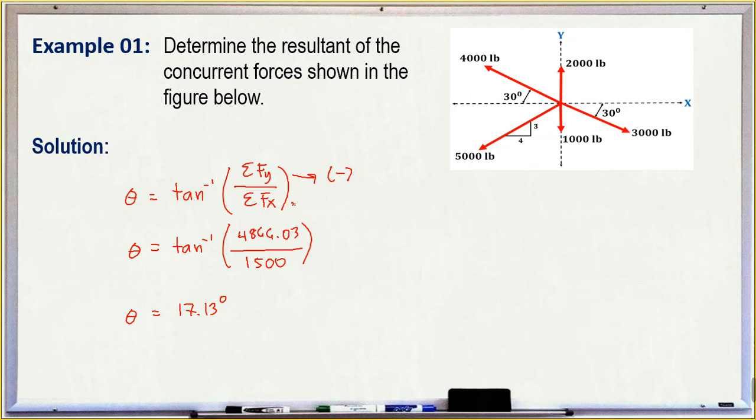Now, our summation of forces along y is negative, and our summation of forces along x is negative. So in which quadrant are both the y and x negative? Quadrant 1, quadrant 2, quadrant 3? Quadrant 3, sir. So quadrant 3. Therefore, indicate that the location of our resultant force is 17.13 degrees located at quadrant 3.